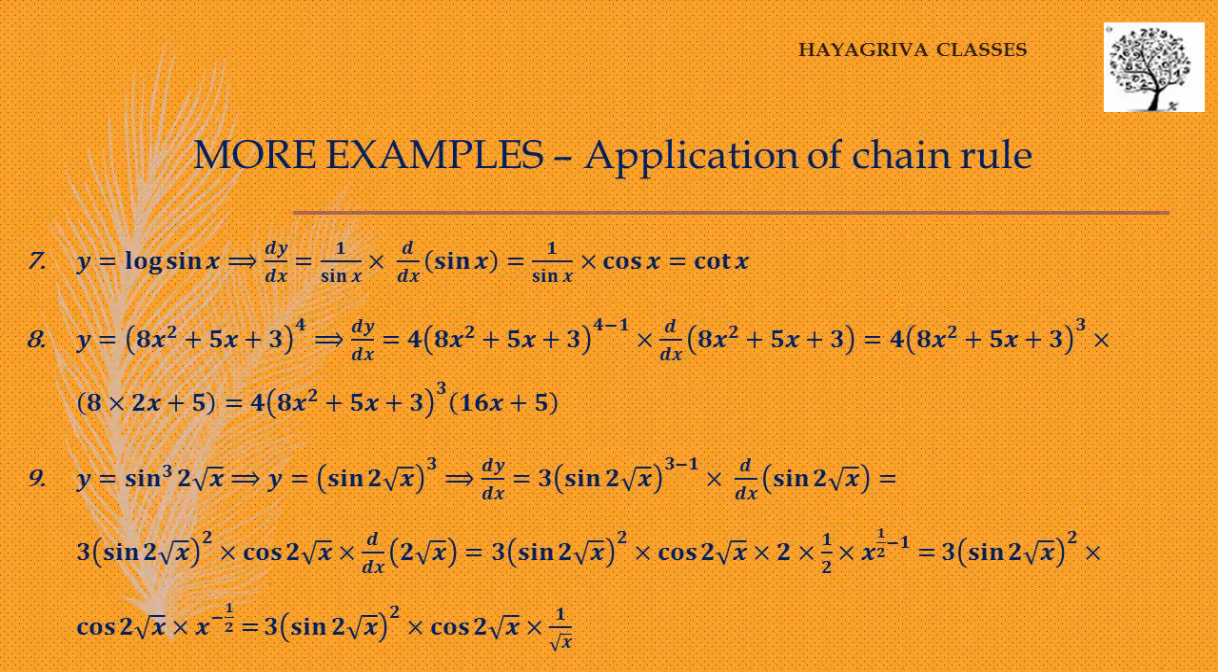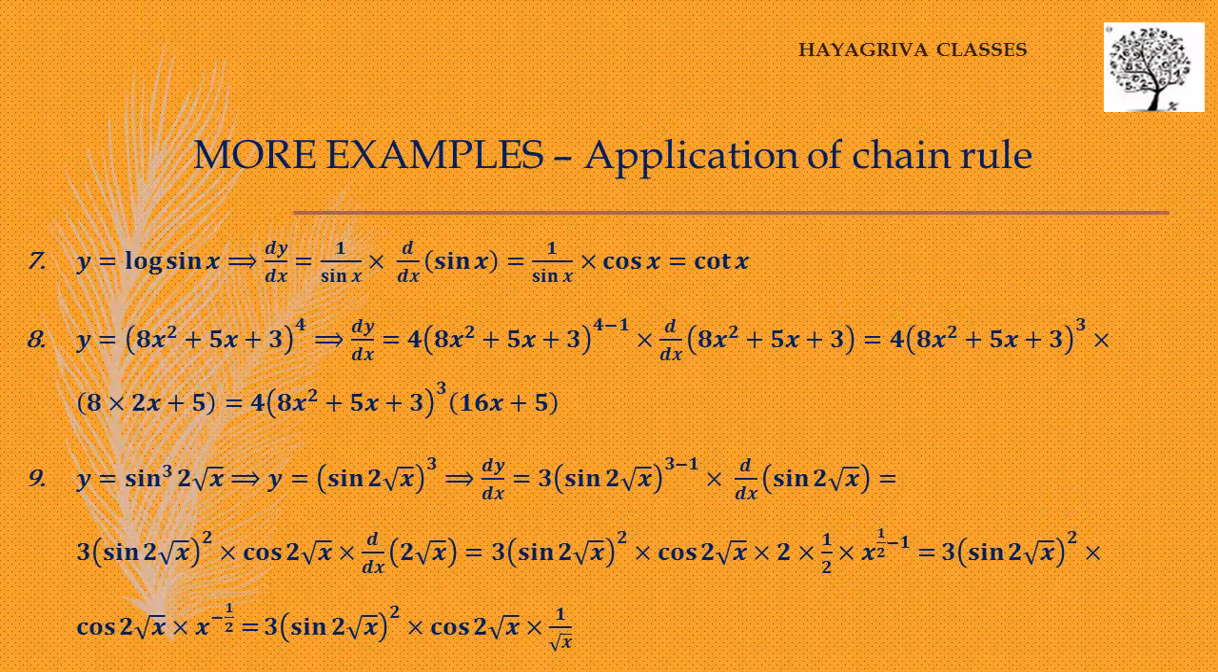So 3 into sine 2x, sine 2 root x, the whole power 3 minus 1. Now instead of x we had sine 2 root x, so now we go on to differentiate sine 2 root x. The derivative of sine 2 root x is cos 2 root x into, then we have to differentiate 2 root x. Okay, derivative of 2 root x: 2 into root x can be taken as x power half, isn't it? So half into x power half minus 1, or half into x power minus half, so that root x can be taken to the denominator.